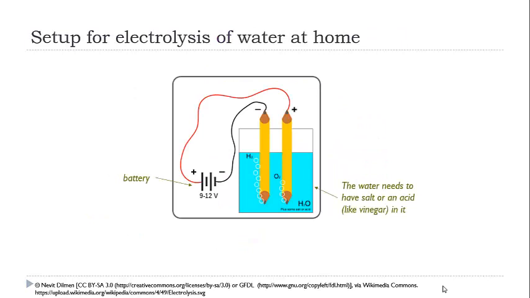And here's a picture of how to do electrolysis of water at home. If you have a battery, for instance a 9-volt battery, take a couple of pencils, use the pencil leads as electrodes, and you put them into the water. Now you have to have something to help carry the charge, so you need to add salt, table salt, or an acid. Perhaps vinegar would be strong enough. And you'll get bubbling at the bottom, and on one side you'll get hydrogen, and on the other you'll get oxygen. So if you want to try that at home, you can do that.